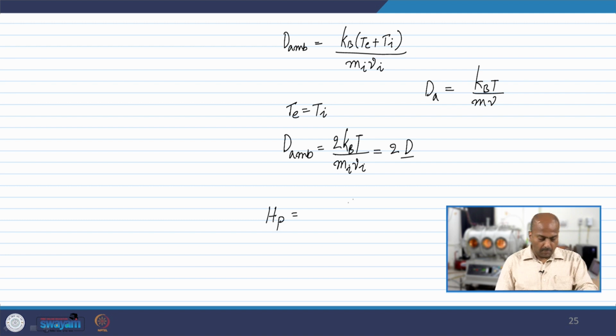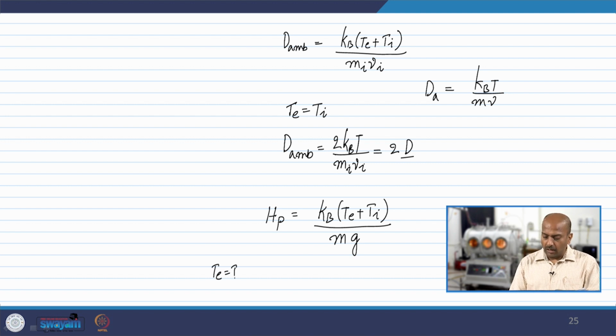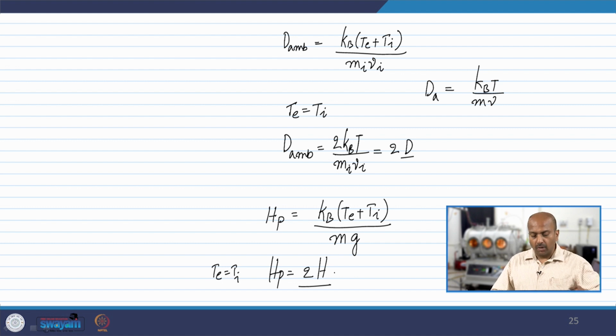Hp, the plasma scale height, as kB times (Te plus Ti) by mg. For electron temperature equal to the ion temperature, you can write the plasma scale height to be twice the scale height of an identical gas which has the same molecules or atoms, but in the neutral state. So, one very important thing is that ambipolar diffusion is peculiar to plasma.